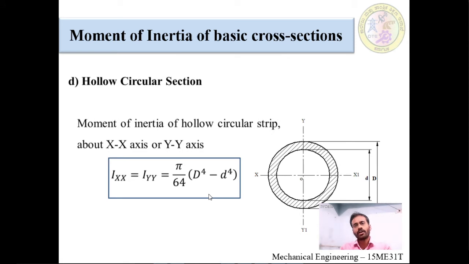Now we will go to the hollow circular section. So when the circular section is a hollow one, like a pipe, how to calculate the moment of inertia of the hollow circular strip about the xx or y axis? Again the same, we have to calculate the moment of inertia of the entire circular section, that is pi by 64 D to the power 4, and subtract the hollow portion, that is minus d to the power 4. So the capital D is the outer diameter and small d is the inner diameter.